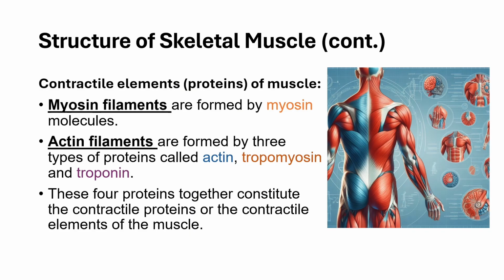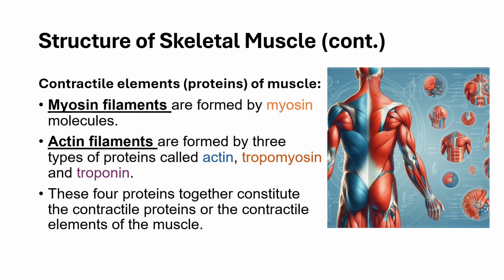Now let's talk about the contractile elements of skeletal muscles, which are the proteins responsible for muscle contraction. Number one, myosin filaments. Myosin filaments are formed by myosin molecules. These thick filaments are equipped with myosin heads, which form cross bridges by attaching to actin filaments during contraction. Number two is actin filaments.